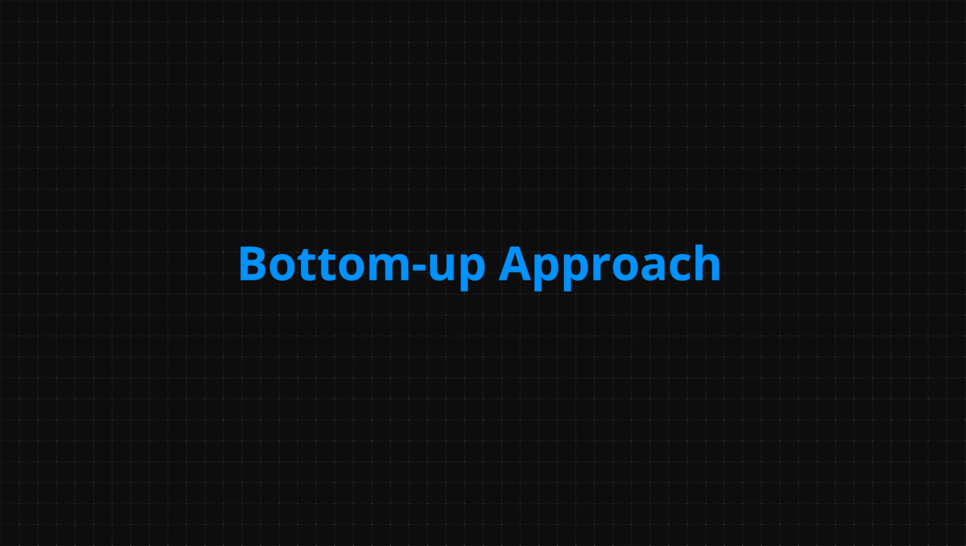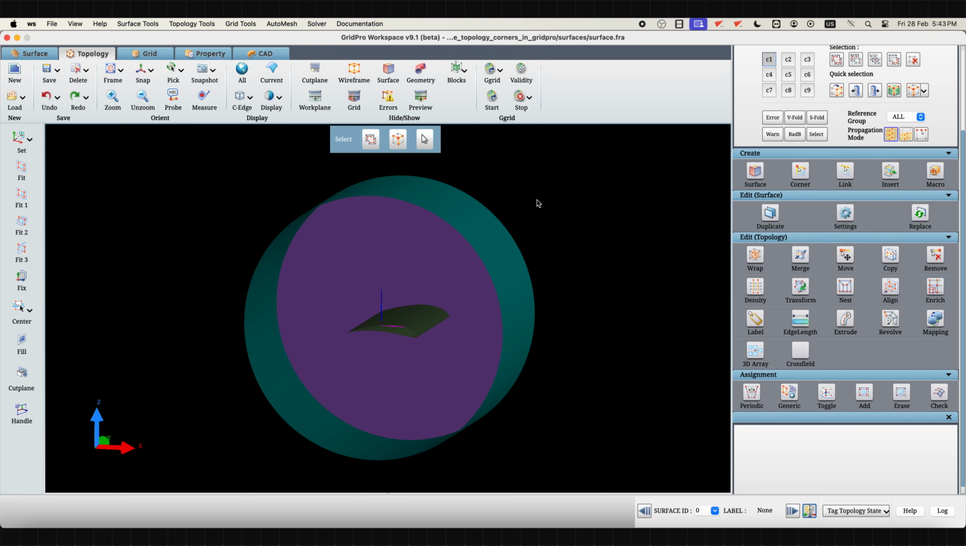Two, bottom-up approach. In the bottom-up approach, we first define smaller features before extending the topology to cover larger features like the domain. Creating corners directly on the surface is particularly useful for this approach, especially when generating topology for finer details in certain cases.